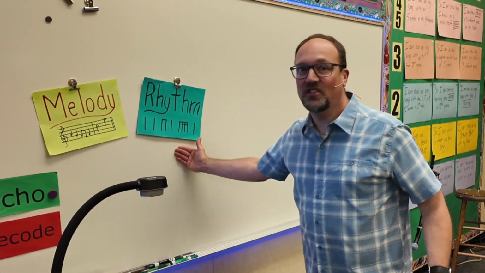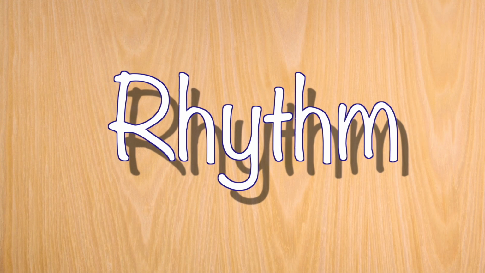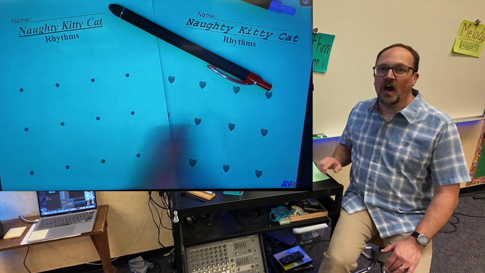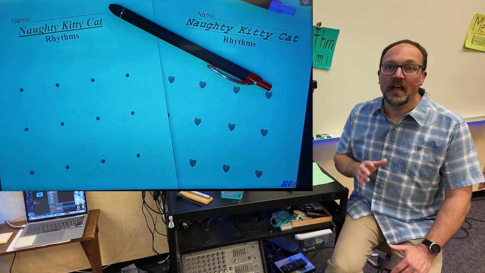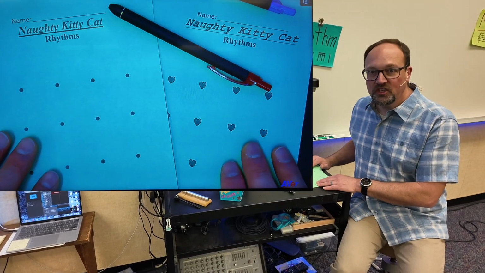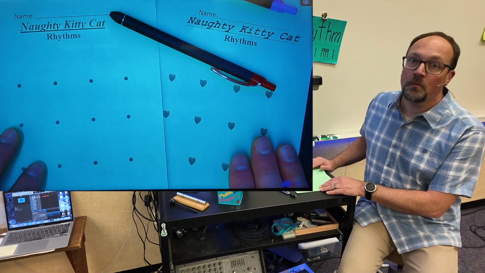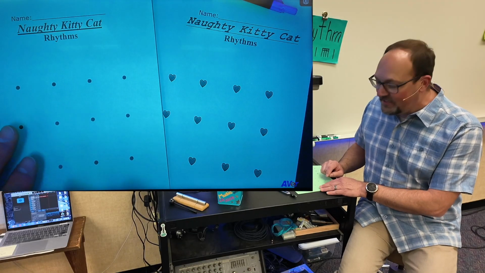Today we're going to be working on the rhythm and melody for this song. Let's start with rhythm. Naughty kitty cat, you are very fat. I make all of my own rhythm and melody worksheets, usually on Microsoft Word, so then the kids can get a clipboard and pencil and a worksheet, often a half sheet, and write down the rhythms or melodies with me. Let's look at the rhythm of Naughty Kitty Cat.